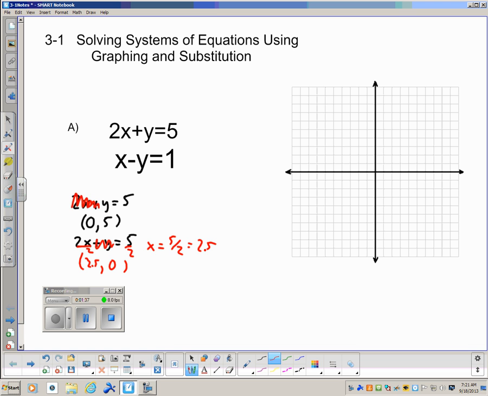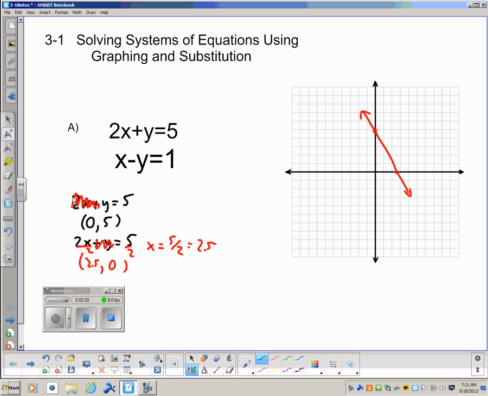So now I'm just going to simply graph those. I've got 0, 5, and I've got 2.5, 0, and then connect my points. You probably want to use a ruler on this, because when we're graphing these, we're trying to figure out where the two lines are going to intersect. What point are they going to intersect at?